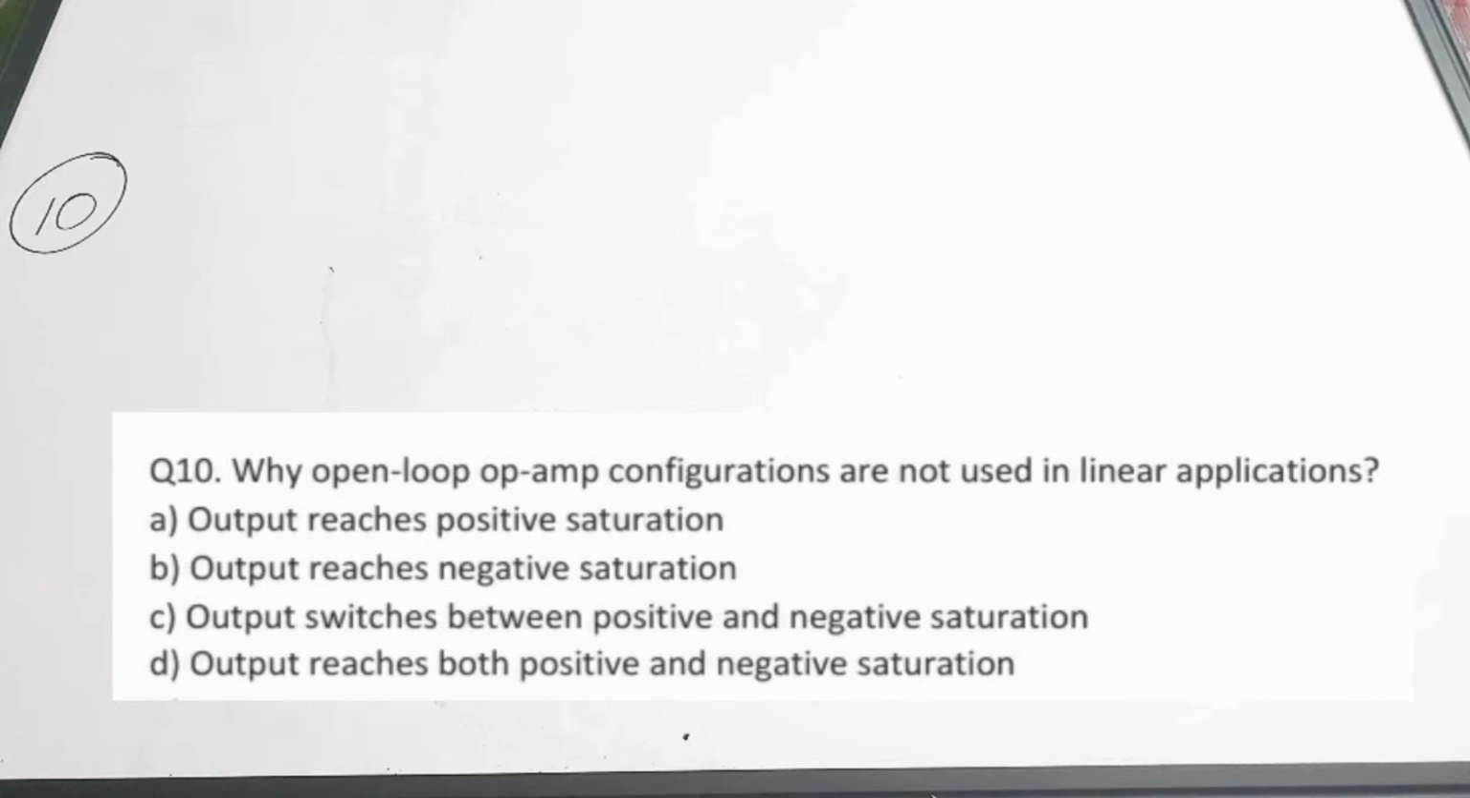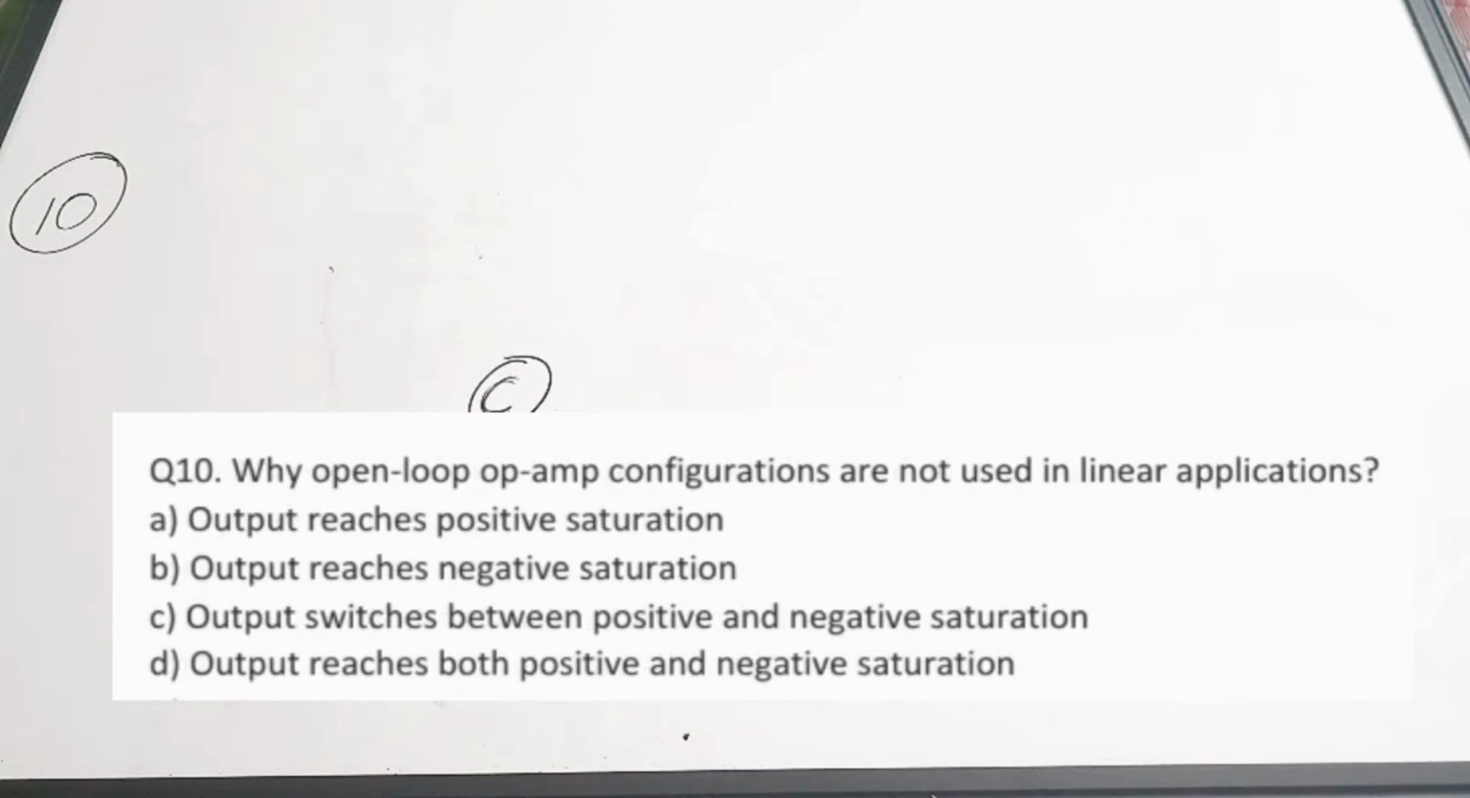So we all know that there are positive and negative saturation values for an op-amp. When operated in open loop, the output switches between the positive saturation and the negative saturation. Since it is switching between positive and negative saturation values, you cannot use this open loop configuration for linear applications. That is the reason. So the correct answer is option C.